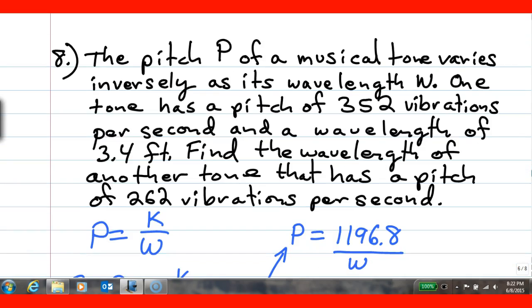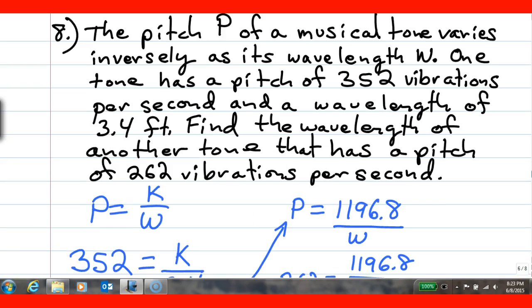Going on to question number 8. This time I have a pitch P of a musical tone that varies inversely this time. So this is going to be a division problem instead of multiplication, like the other two. A tone has a pitch of 352 vibrations per second and a wavelength W of 3.4 feet. Find the wavelength of another tone that has a pitch of 262 vibrations per second.